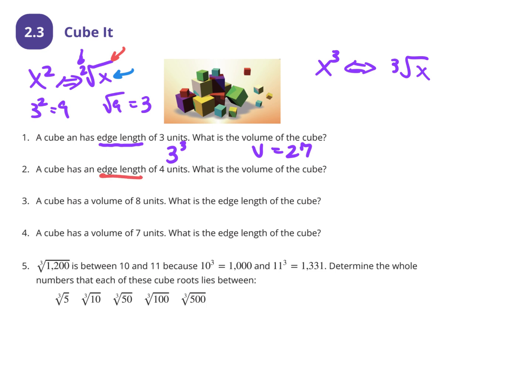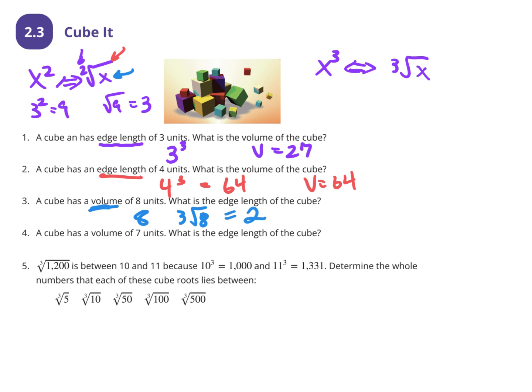An edge length of 4. 4 cubed is 4 times 4 is 16. 16 times 4 is 64. So 4 cubed equals 64. So the volume equals 64. Okay. Now watch the next one. This is where it gets different. You're given volume. To get rid of volume, to find the edge length, you take the cube root of the number. And the cube root of 8 is 2. Why did I write 8? I meant to write 2.